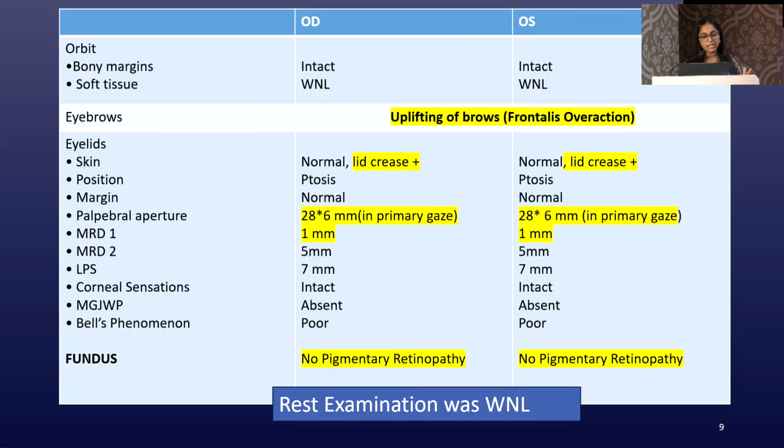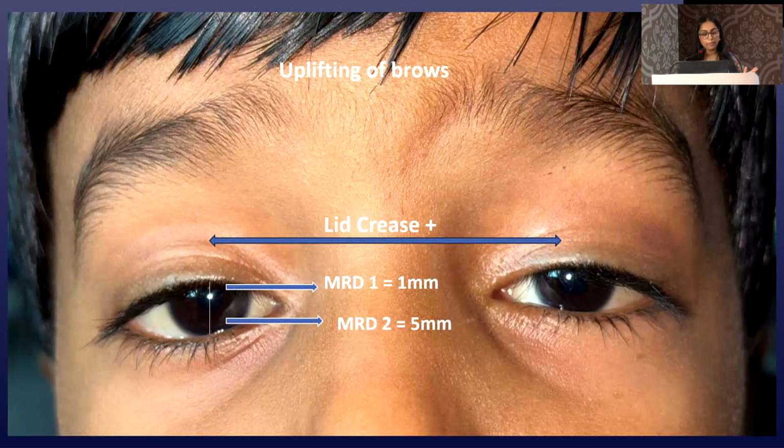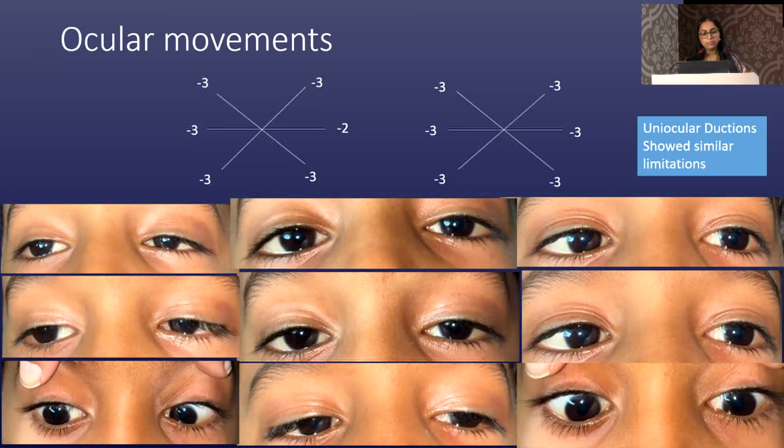Coming to the eyebrows, there was uplifting of the brows indicating a frontalis overaction. There was presence of lid crease. The palpebral fissure was 28 into 6 mm with an MRD1 of 1 mm. There was no pigmentary retinopathy and the rest of the examination was within normal limits. The photo depicts the same. The ocular movements were restricted in all the gazes.